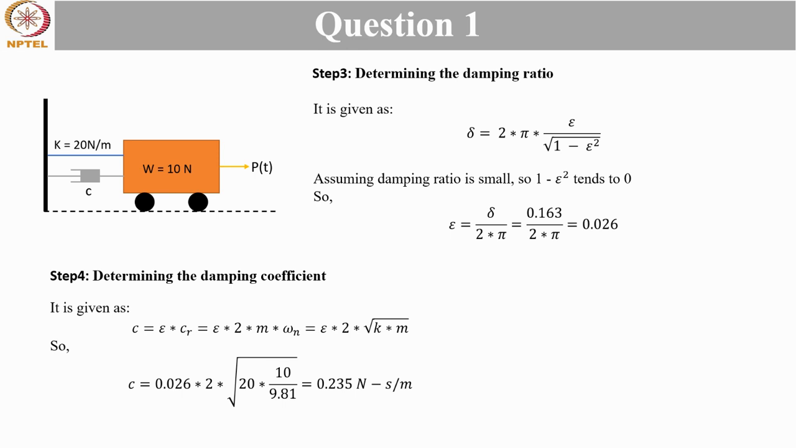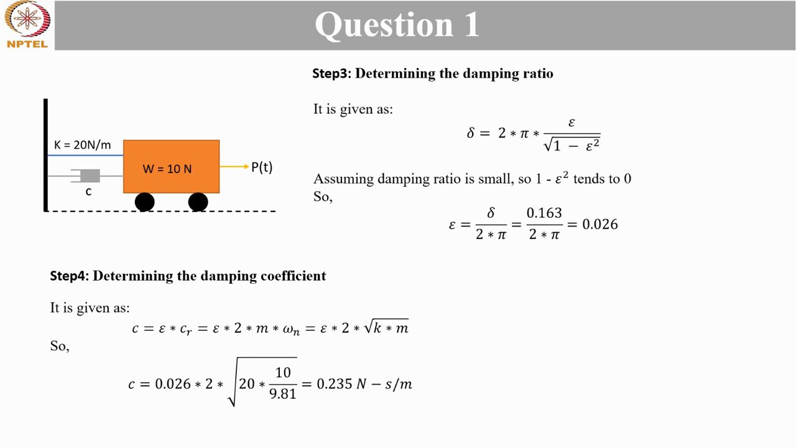So C will be equal to epsilon into 2 into under root of k times m. We know the value of epsilon, we calculated in step 3. We know the value of k and we know the value of m. M is weight upon acceleration due to gravity. So substituting all the values, we will get c is equal to 0.026 times 2 times under root of 20 into 10 upon 9.81. So it will come out to be 0.235 newton second per meter.